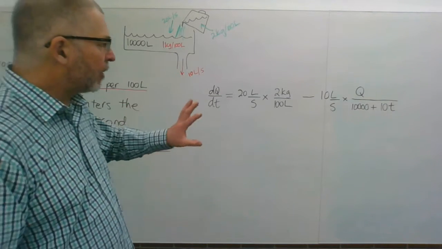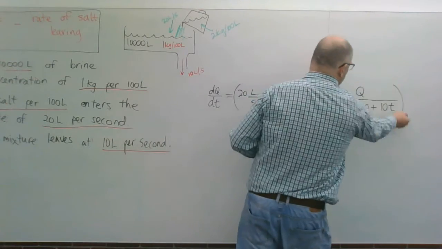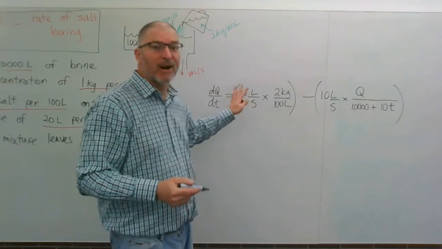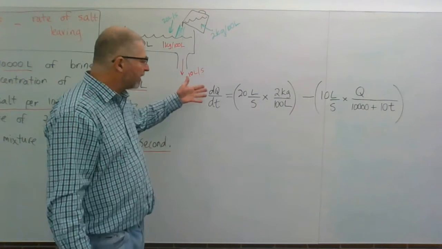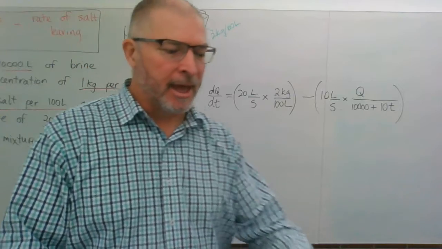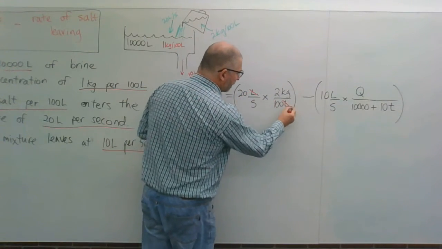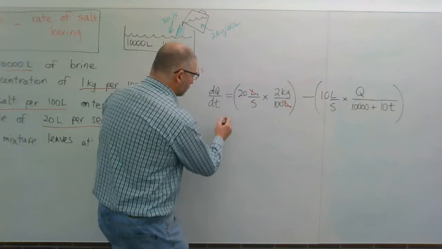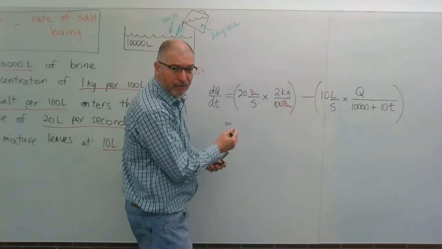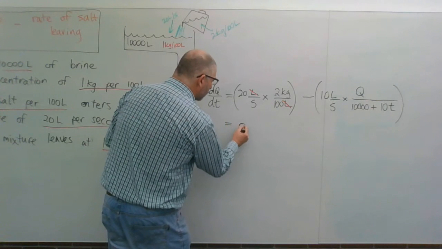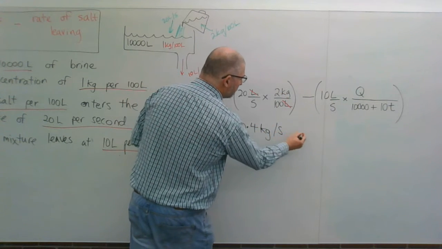So there's our equation written out with the rate of salt entering minus the rate of salt leaving is our rate of change of our amount of salt. And then, of course, I just go, well, we've got litres there and we've got litres there, so they cancel. And I have 20 times 2 on 100. 40 on 100 is 0.4. So I've got 0.4 kilograms per second minus.